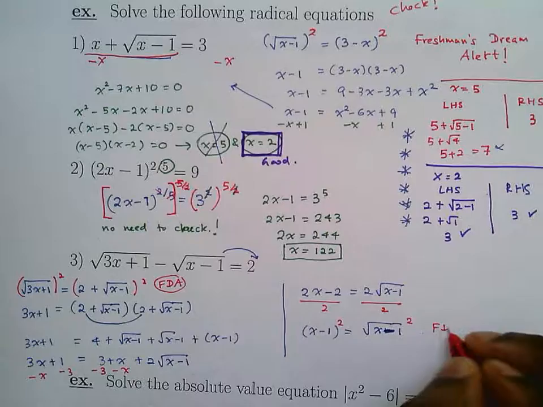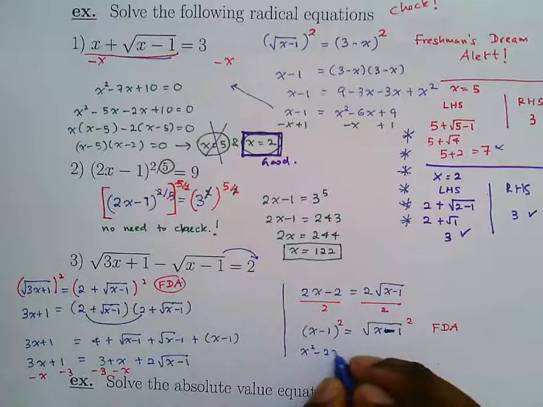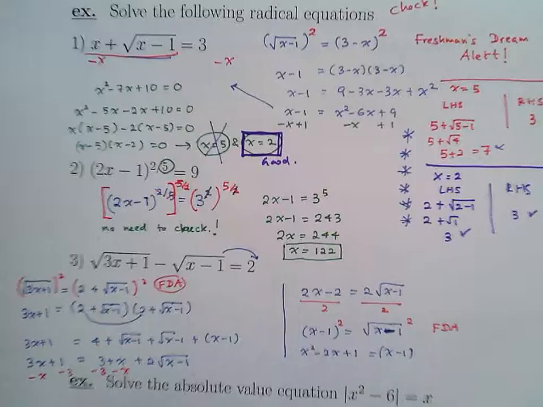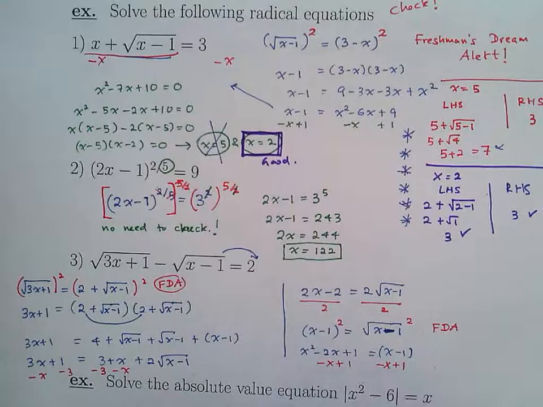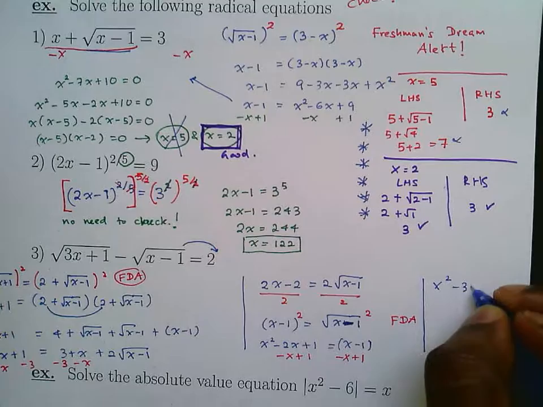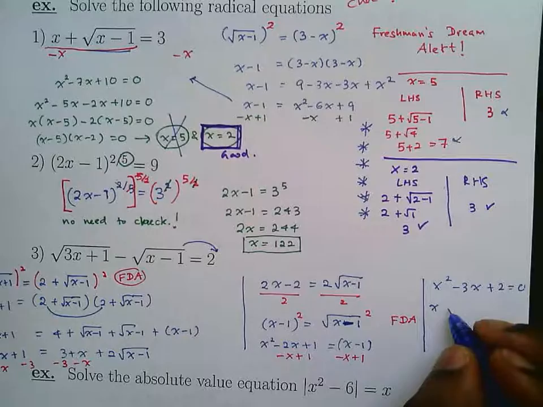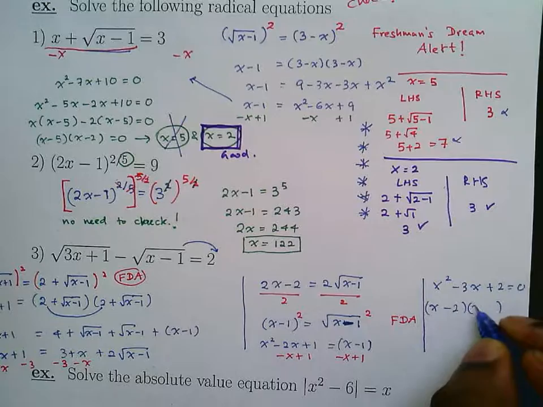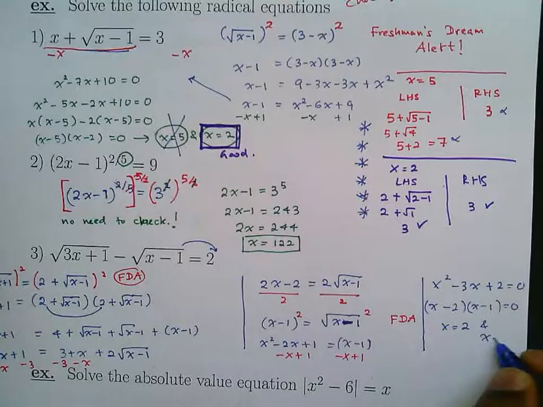So this ends up being x squared minus 2x plus 1. That would be x minus 1. Minus x plus 1, minus x plus 1. So you're going to have now x squared minus 3x plus 2 is equal to 0. Let's factor this thing: x minus 2, x minus 1 equals 0. x equals 2 and x equals 1 are the possible answers.